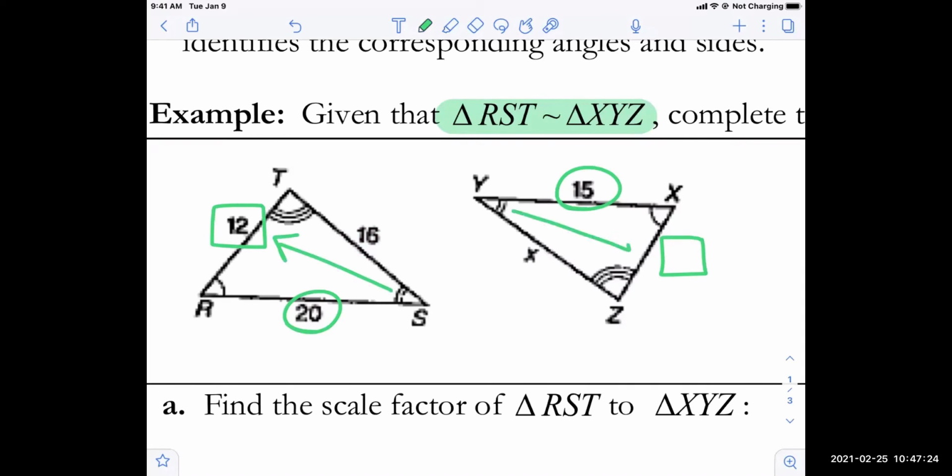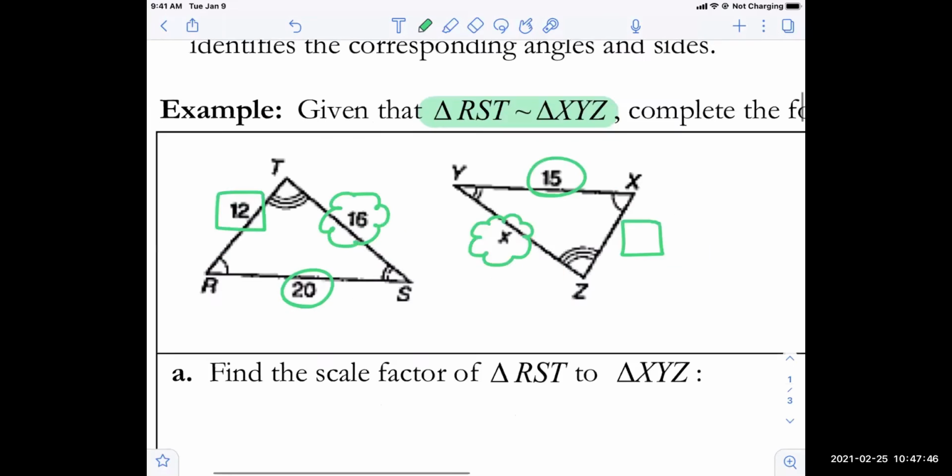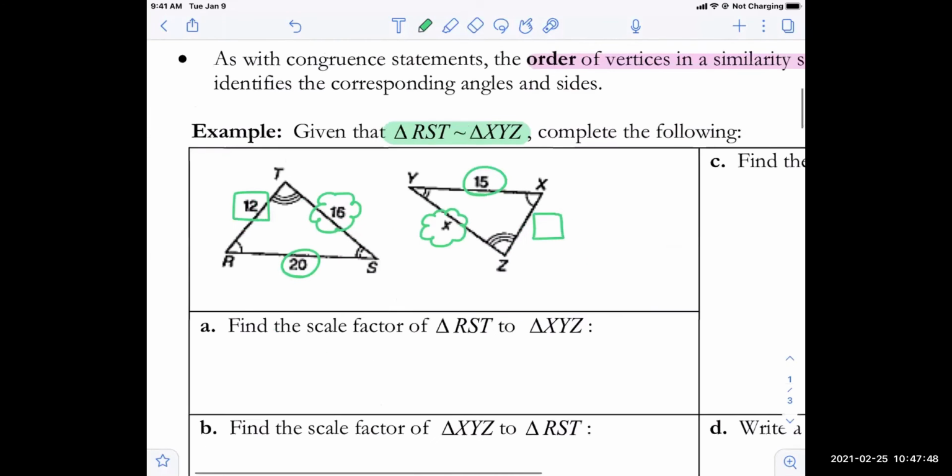So that means it should correspond to the side across from the double marked angle in the other triangle. Or you can say, okay, it's the one that's in between the single and the triple marked angles. So same thing over here, between the single and the triple marked angles is going to be that side. Okay, and then our last one, 16, is going to have to go with X. You can put a triangle around it or whatever shape you want, but it'll help if you match them up to start with.